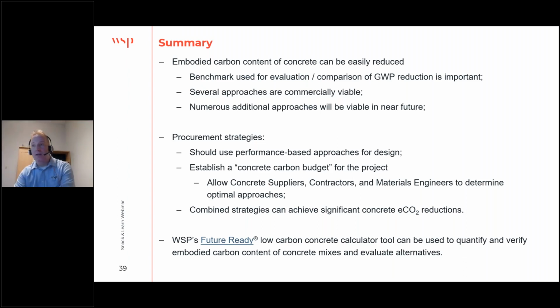Procurement strategies, I can't emphasize this enough, should be using performance-based approaches for design. Establish a carbon budget for the project based on the amount of concrete to be used for construction. Allow the suppliers, contractors, materials engineers to identify the optimal approach, and certainly combined strategies can achieve significant CO2 reduction. And the tool that we've developed is certainly available and can be used to quantify and verify the embodied carbon content of concrete mixes and allow for evaluation of alternatives.